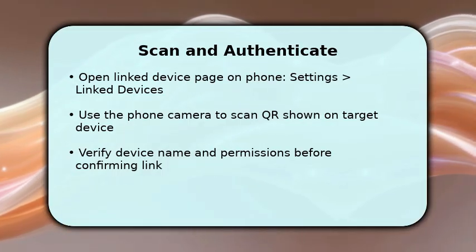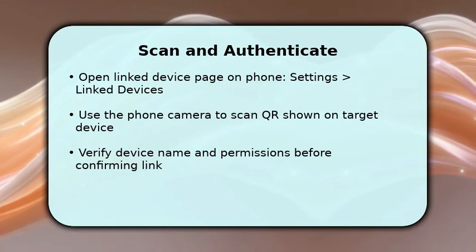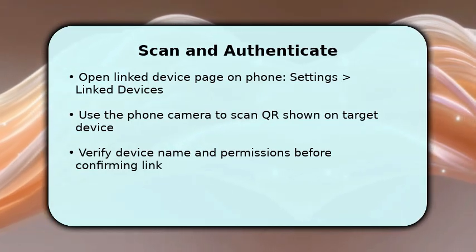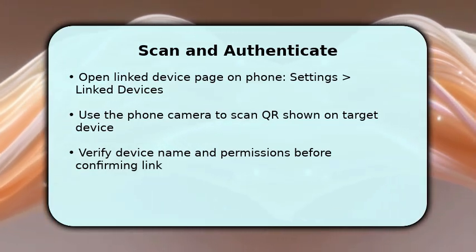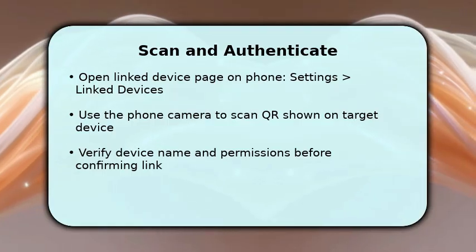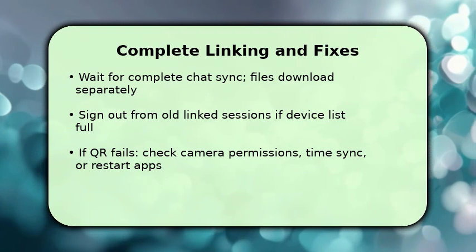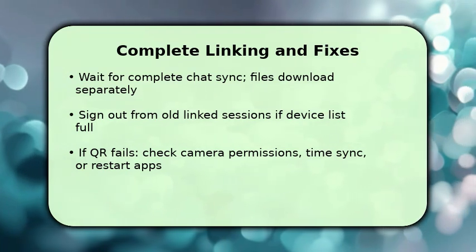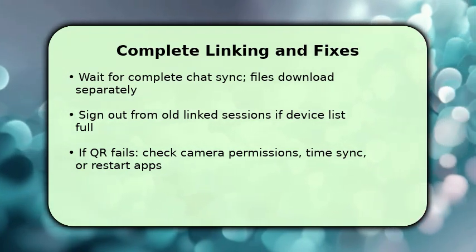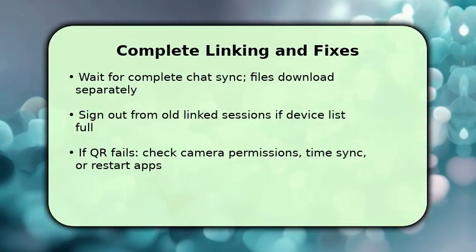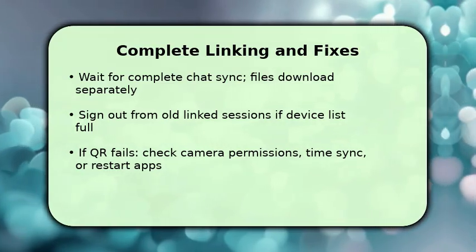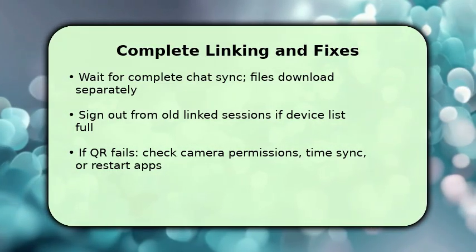Make sure you accept prompts and verify the device name so you recognize the session. If you need archived chats, confirm sync options immediately after linking. Finish by waiting for the initial sync to complete. Messages and recent media appear first, and older files download afterward. Once linked, you can name the session and review the active device list on the phone to manage or remove sessions.